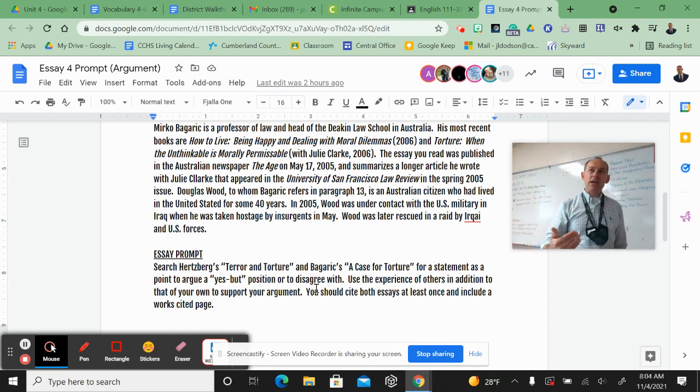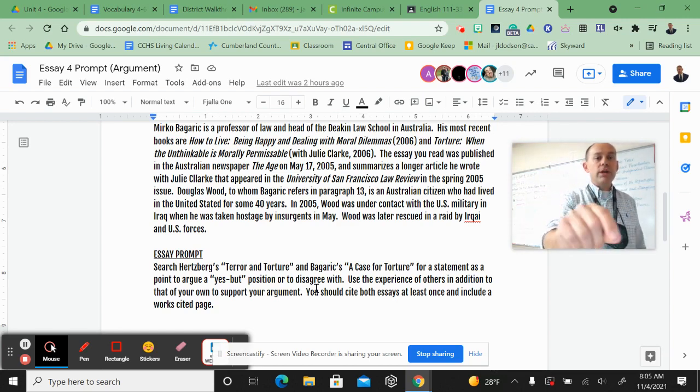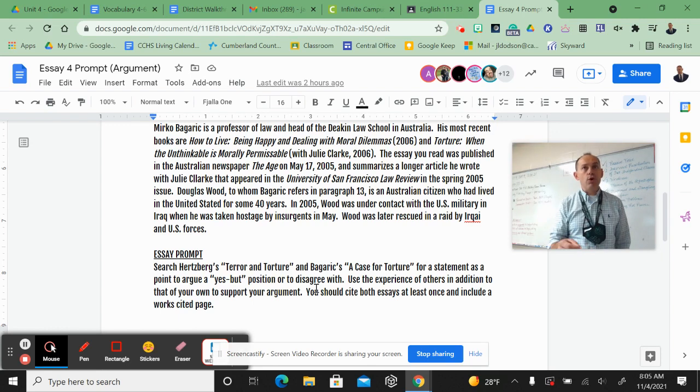So here's the task for today. I've got it listed as pre-writing. I want you to go back and review those two essays. I want you to find a statement somewhere in those two essays. Now I want you to either highlight it, underline it, mark it, and that's going to be the point that you're going to use for a yes but position or a position to disagree with. It says use the experience of others in addition to that of your own to support your argument.